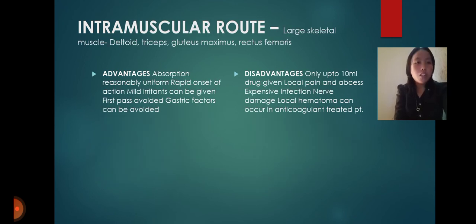Intramuscular route. Large skeletal muscle. The common sites for the intramuscular route are the deltoid, triceps, gluteus maximus, rectus femoris.